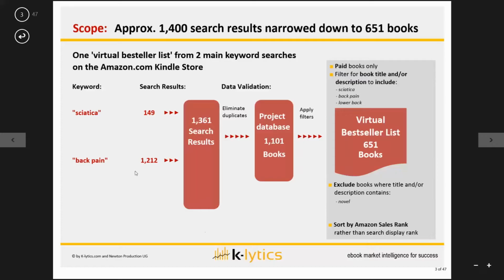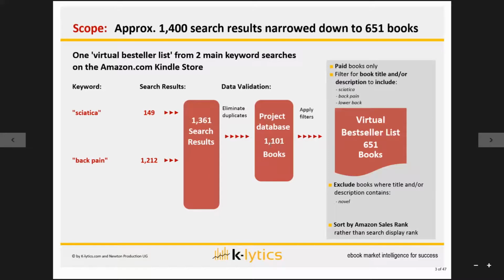So in this case, we used to start searches here. One is sciatica, which is a very narrow market and only gives you 149 results. To broaden it a bit, we put in back pain, which gives you about 1,200 results. In total, approximately 1,400 search results, and when you eliminate the duplicates and some data errors, that gives you a project database of about 1,100 books to work with.